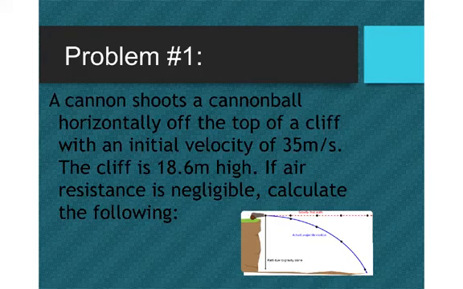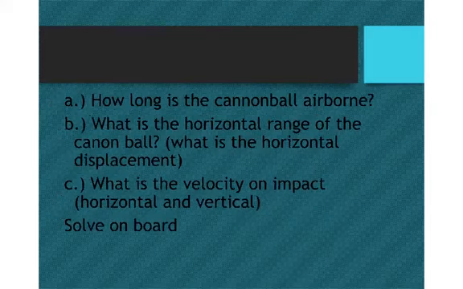So let's have a look at a problem so that everything has a context. Problem number 1: a cannon shoots a cannonball horizontally off the top of a cliff with an initial velocity of 35 meters per second. The cliff is 18.6 meters high. If air resistance is negligible, calculate the following.